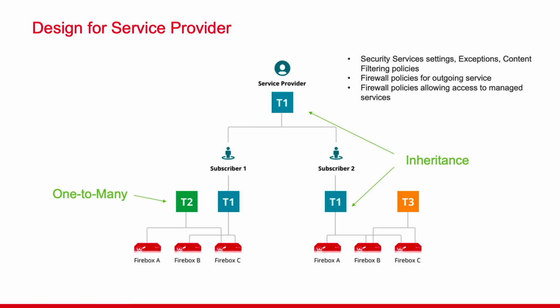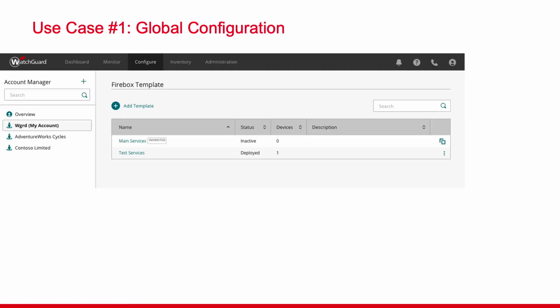Let's look at the first global configuration case in the UI. So the service provider has a global or gold configuration that they apply to all devices. In this example, it's called main services. The service provider wants to make changes once and apply them everywhere.